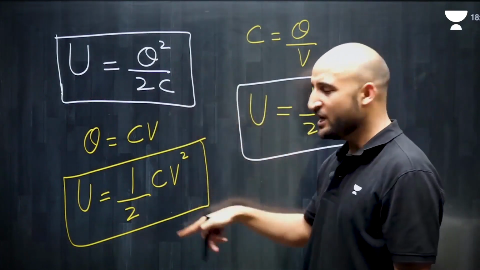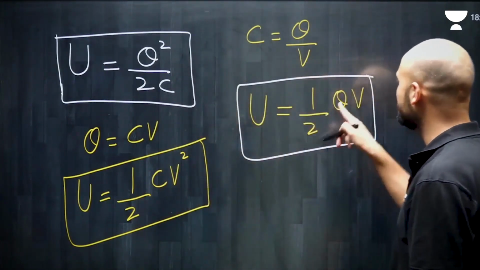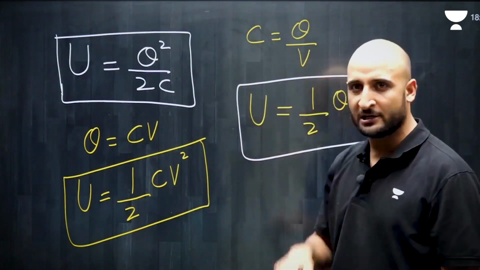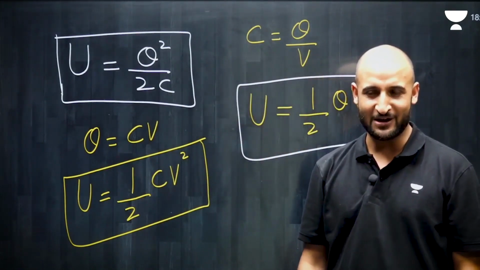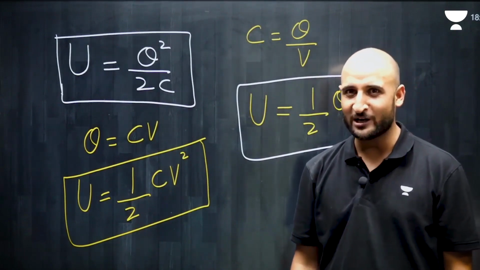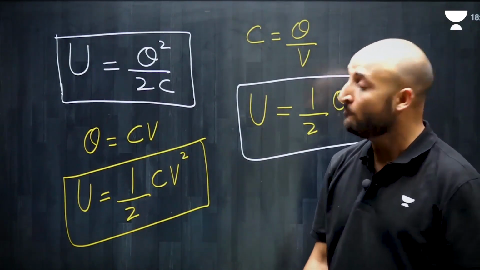Q squared by 2C, 1 by 2 CV squared, 1 by 2 QV. So all these equations give me the energy stored by the capacitor, right? So that's all about the energy stored by the capacitor. Moving ahead here.